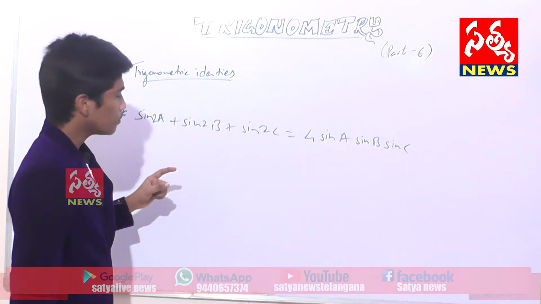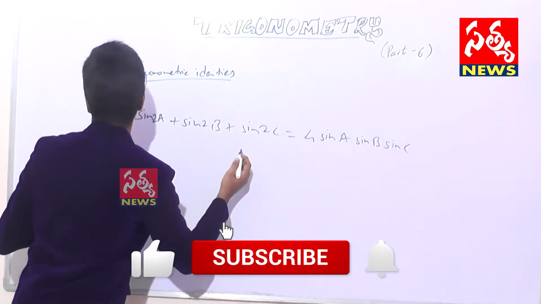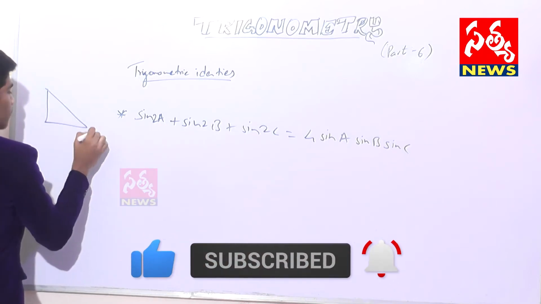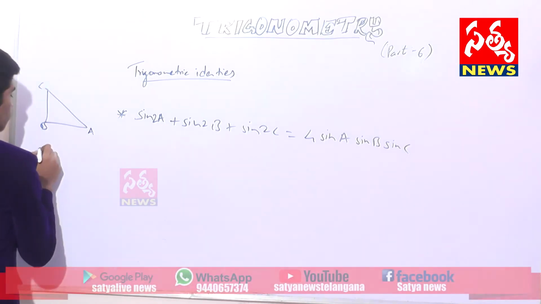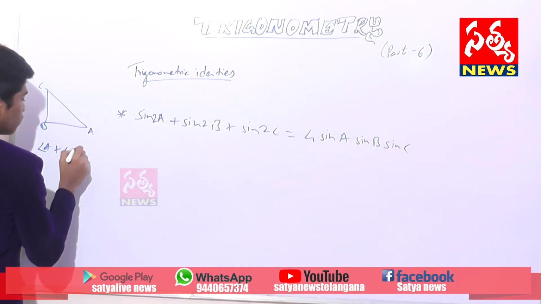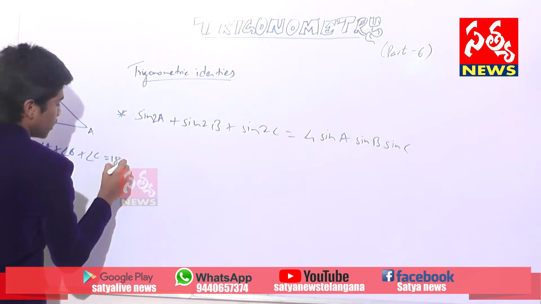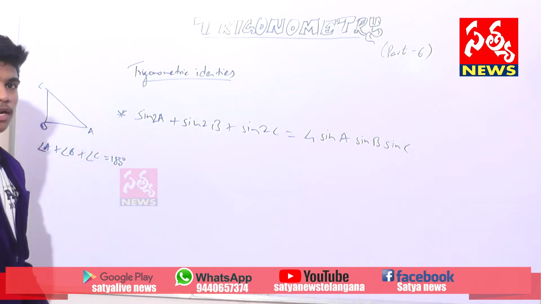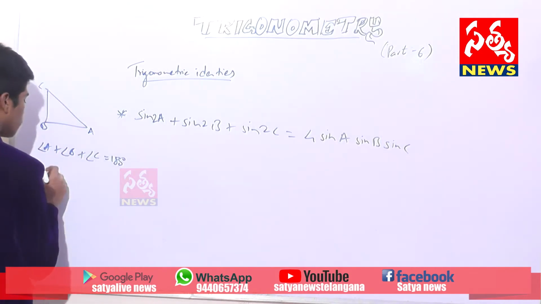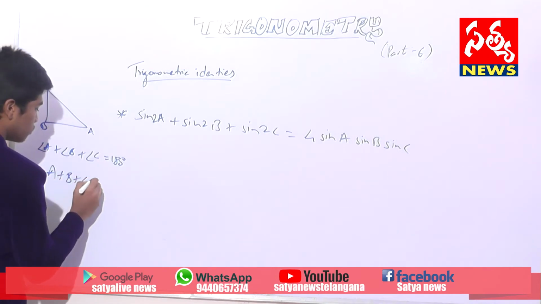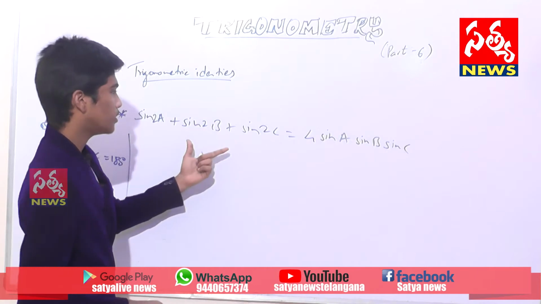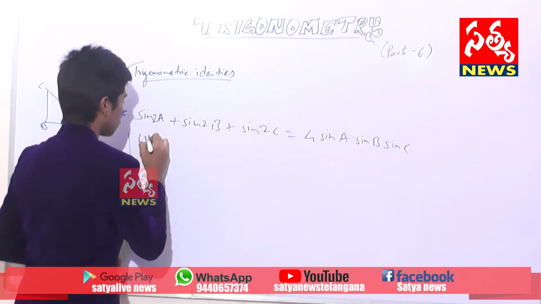Now I am going to prove it. First of all, we have to take a triangle ABC where angle A plus angle B plus angle C is equal to 180 degrees. Right, the sum of all angles of the triangle is 180 degrees, okay? Now, A plus B plus C is equal to 180. I am going to take the LHS and prove the RHS.